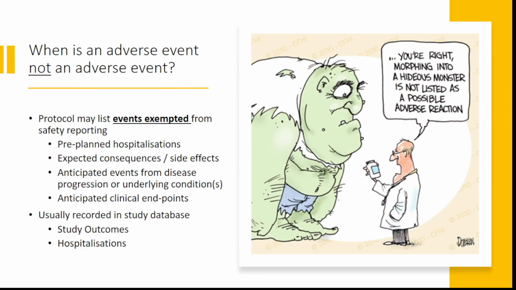So when is an adverse event not an adverse event? The protocol may list specific events that are exempted from safety reporting. A pre-planned hospitalization is one of those. So somebody who goes into your study who knew at the time they were going into the study they were going in 2 weeks later for a hip replacement. That's not an adverse event. It's not an untoward occurrence. That has been planned. We've known it's happening. Something might happen to them during it that would be an adverse event, but that's not the same.